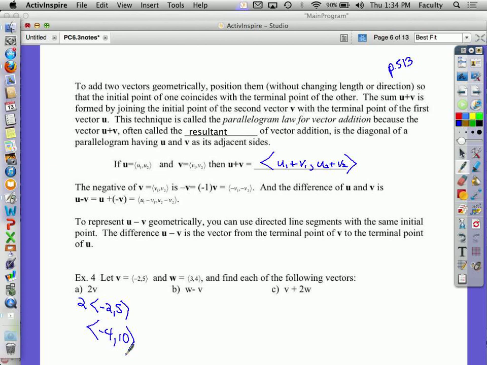It's twice as long. Now if you do vector W minus vector V, this is 3, comma 4 minus negative 2, comma 5. Just be careful with your minus sign. This is 3 minus negative 2, so that becomes 3 plus 2, which is 5. And I take 4 minus 5, which is negative 1. All right, try letter C now on your own. This is very, very simple stuff.